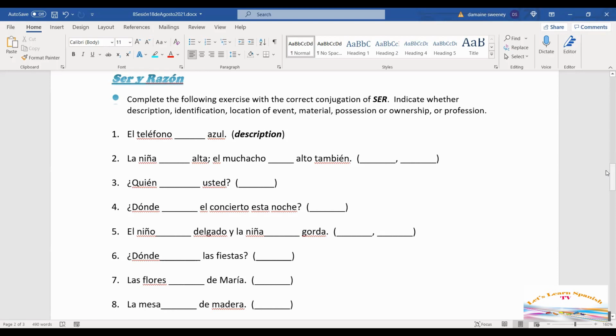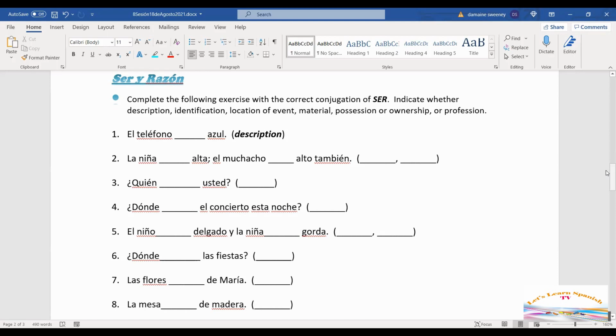Okay, so that's going to be, ¿dónde es el concierto esta noche? Is that what you got? ¿Dónde es el concierto esta noche? So that means it's an event. Un concierto is not a physical building. It's not a person, a thing. It's an event. So, ¿dónde es el concierto esta noche? Personal event. Okay.